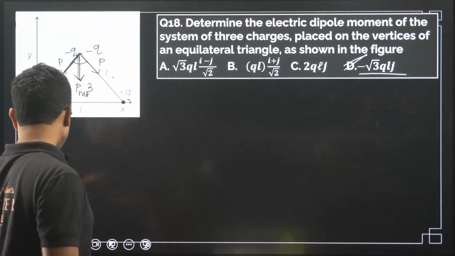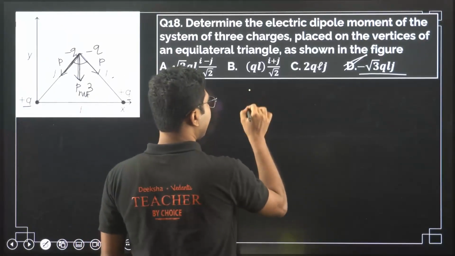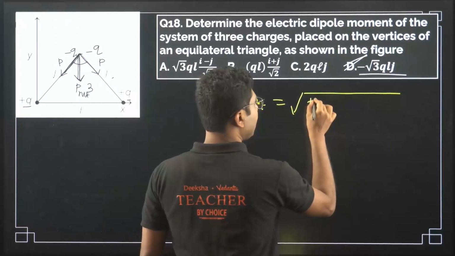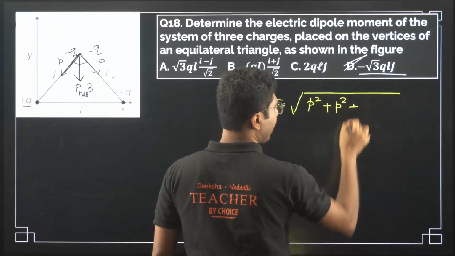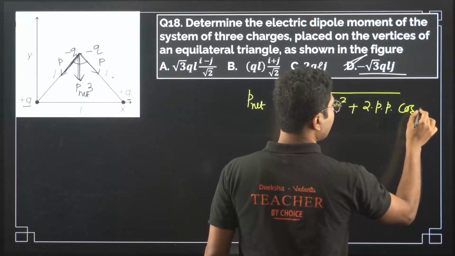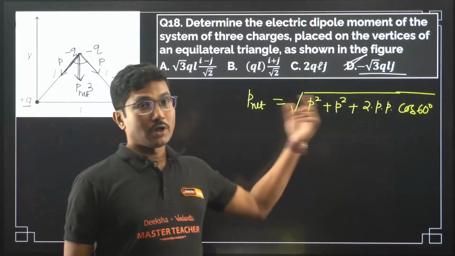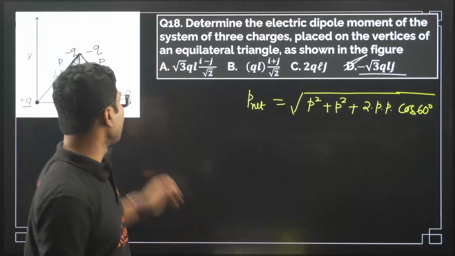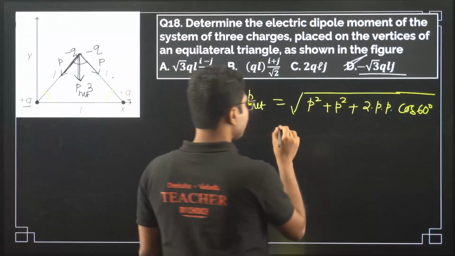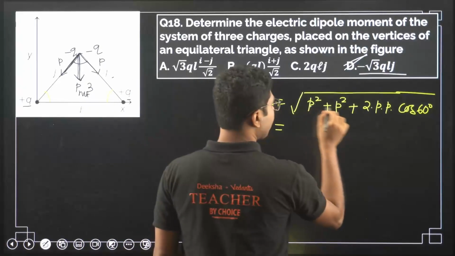If you want to do the calculations, that also is possible. How to do that? The net dipole moment is basically square root of p square plus p square plus 2 into p into cos 60. Okay, the formula for resultant of two vectors. Here the angle between them is 60 degree. Why? All the angles are 60, equilateral triangle. So it will be p square, p square, p square. So there are 3 p squares.